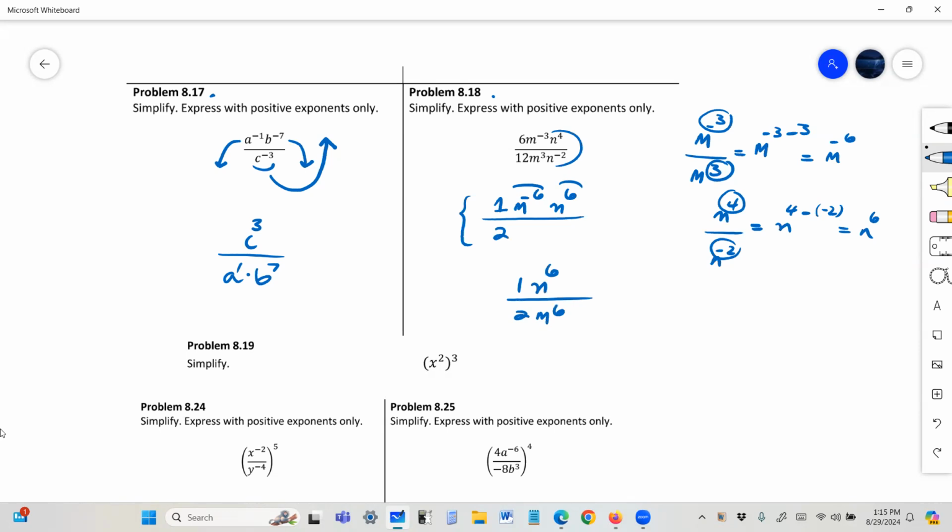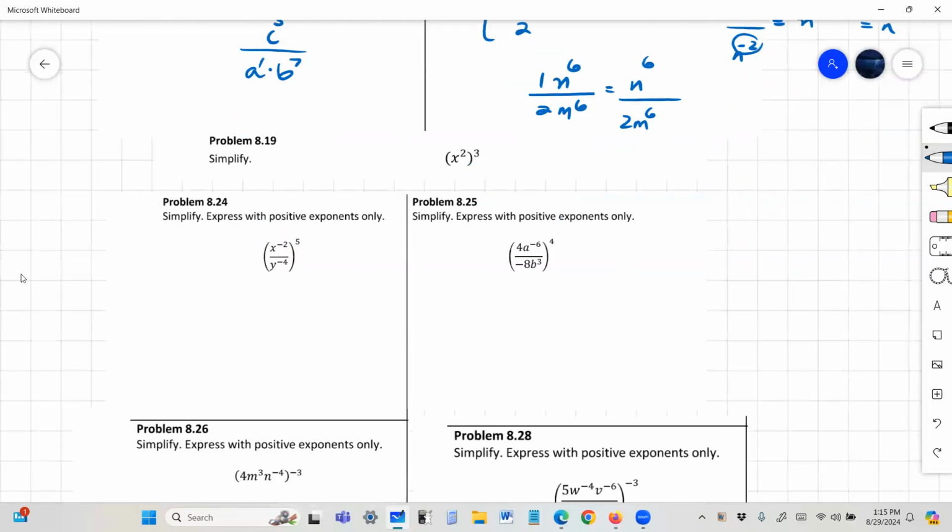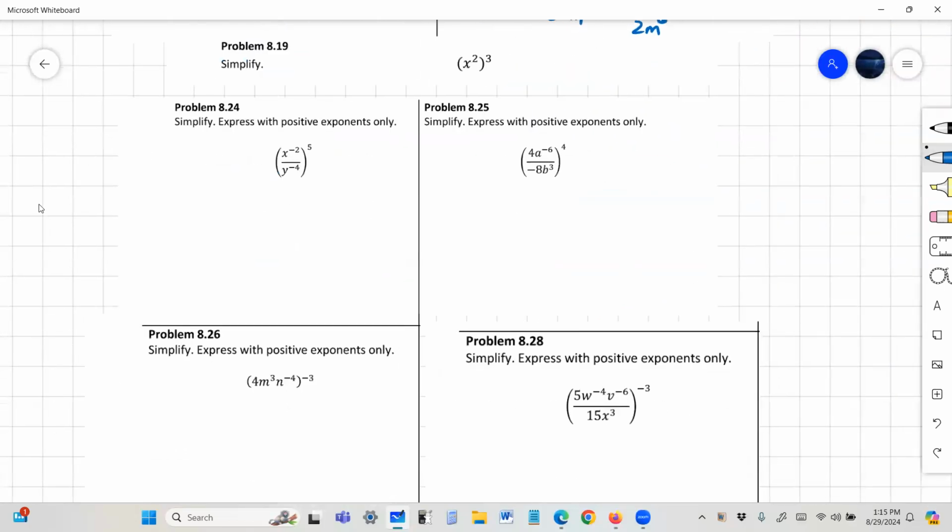So this is my final answer. And obviously you don't have to put the 1 if you don't want to. You can write the final answer as n to the 6 over m to the 6. So that's our final answer. Okay. Very good. We have two more examples dealing with negative exponents.